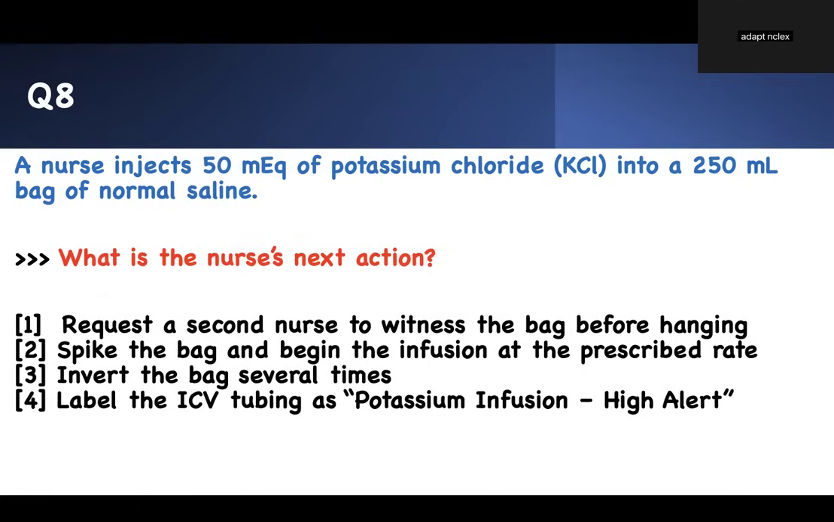What should the nurse do first? Request a second nurse to witness the bag before hanging the fluid and infusing the potassium. Spike the bag and begin infusing at the prescribed rate. Invert the bag several times. Label the IV tubing as what? Potassium infusion, high alert.